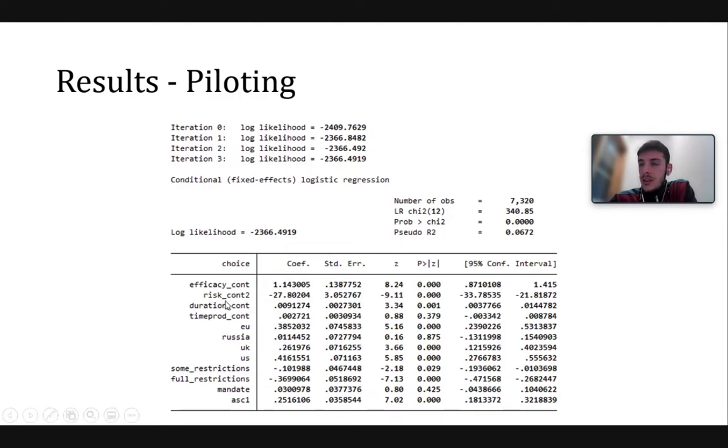Similarly, for the risk of severe side effects, what can we expect? The higher the probability of facing severe side effects, the lower my willingness to get the vaccine. And this is exactly what we get, okay? So an increase of 1% in the risk of severe side effects decreases my utility. This is very important. You always have to look into the effect on utility, okay? So it decreases my utility by 27%, okay? And also this is statistically significant.